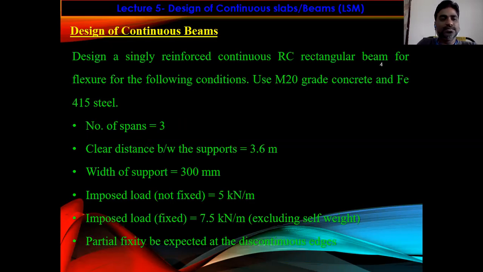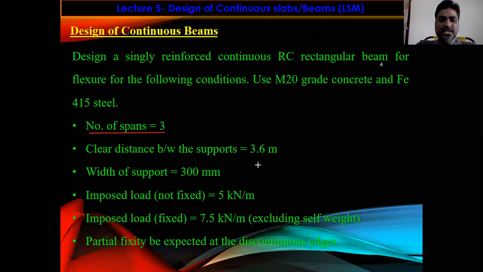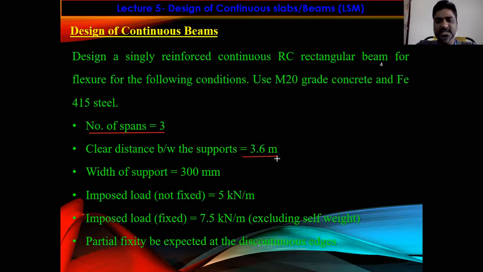So here, design a singly reinforced continuous RC rectangular beam for flexure for the following conditions. Use M20 grade concrete and Fe415 steel. The number of spans is 3. The clear distance between the supports is 3.6 meters. The width of the support is 300 mm.